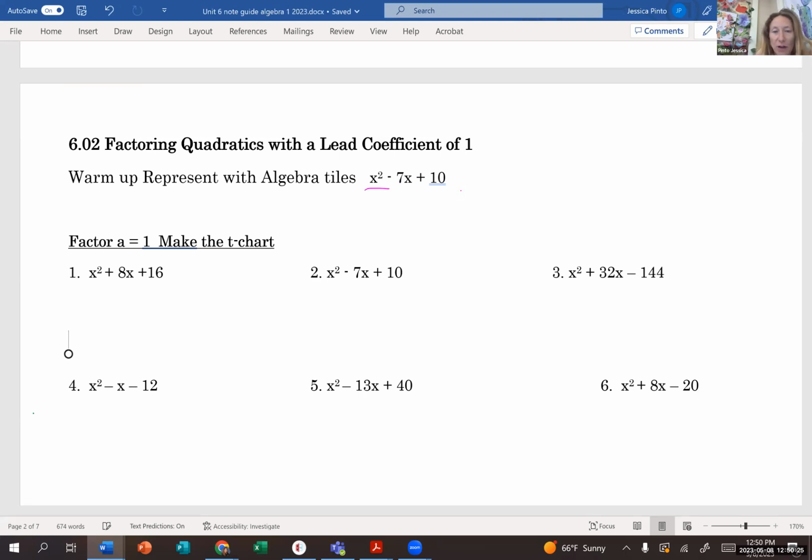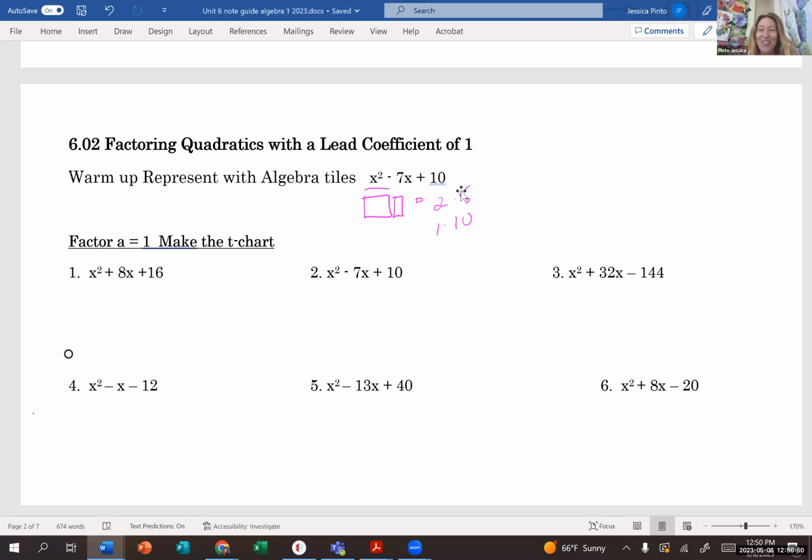So we've got the x squared, that's that square. And then we'd have negative 7x. That would be the red, and those are those rectangles. And then we have the 10. Those are the little squares. So for us to represent this as a rectangle, we need to represent 10 as a rectangle first. So 10 is either 2 times 5 or 1 times 10.